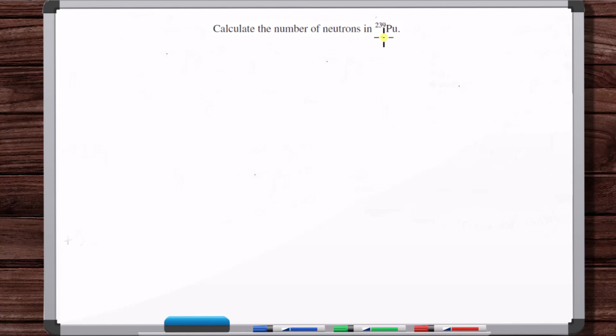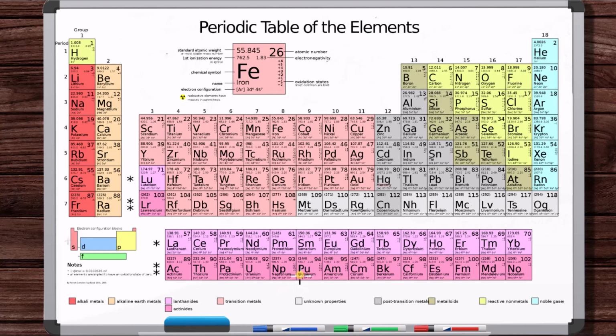All right, calculate the number of neutrons in 239 Pu. I guess that's plutonium. Yeah, plutonium. All right, so it has 94 protons. 239 is the mass number. So the number of neutrons is just 239 minus 94. 9 minus 4 is 5. 155 neutrons in 239 plutonium.